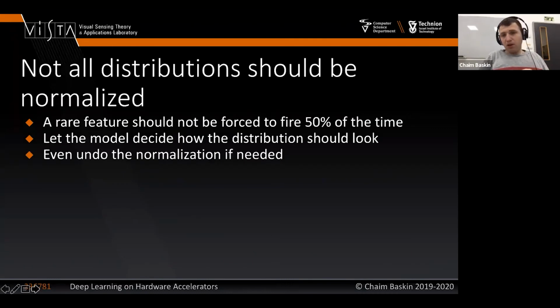Not all distributions should be normalized. We have some rare features that should not be forced to fire 50% of the time. So we want to let our model decide how the distribution should look, even undoing the normalization if needed.